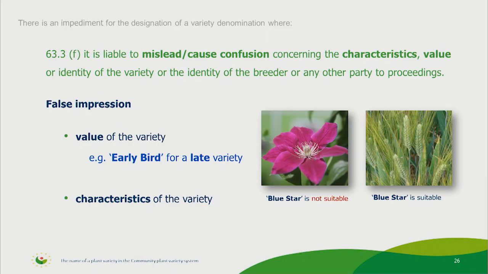This is the case when the denomination gives a false impression concerning the value or the characteristics of the variety. For instance, a denomination "early bird" for a late variety is not suitable because it is considered as misleading. A denomination "blue star" for a red flower is not acceptable because the color is a relevant characteristic in the ornamental sector. However, the denomination is acceptable for a wheat variety as the color is not of relevance for that species.